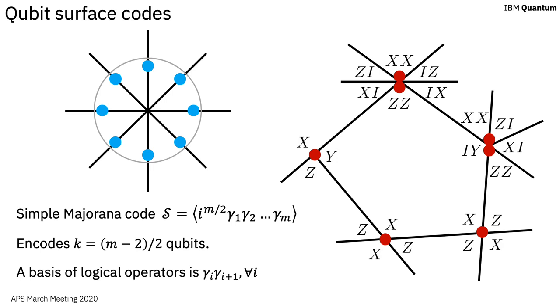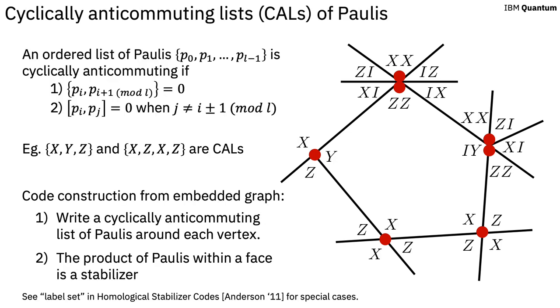The vertex stabilizers in the Majorana code are automatically taken care of. Okay, so to describe this somewhat more directly without referring to the Majoranas, we can define a cyclically anti-commuting list of polys. This is just some ordered list of polys where neighbors in the list, and it's also cyclic, of course, so the first element is a neighbor of the last element, anti-commute, and anything else commutes. Simple examples of cyclically anti-commuting lists are just the list XYZ or the list XZXZ.